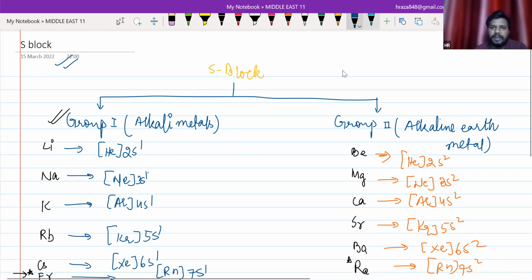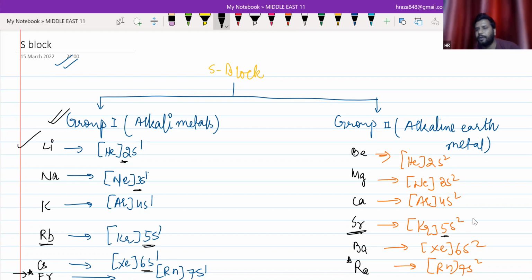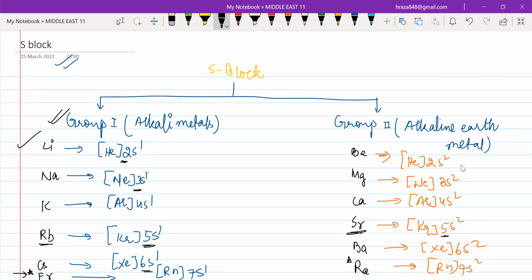This number basically represents period. Lithium is from second period. What about rubidium? Fifth period. What about cesium? Sixth period. What about strontium? Fifth period. So basically, in electronic configuration, the highest principal quantum number will give the period of any element. Is that clear? Yes, sir.